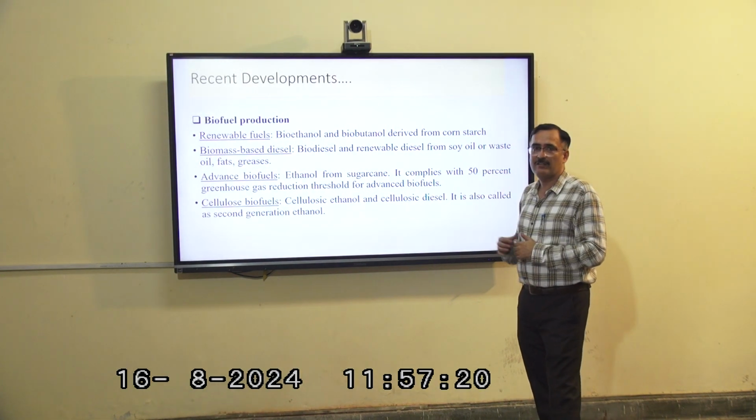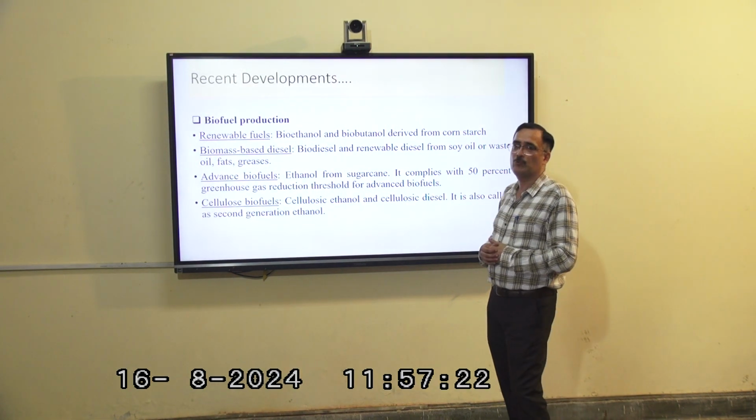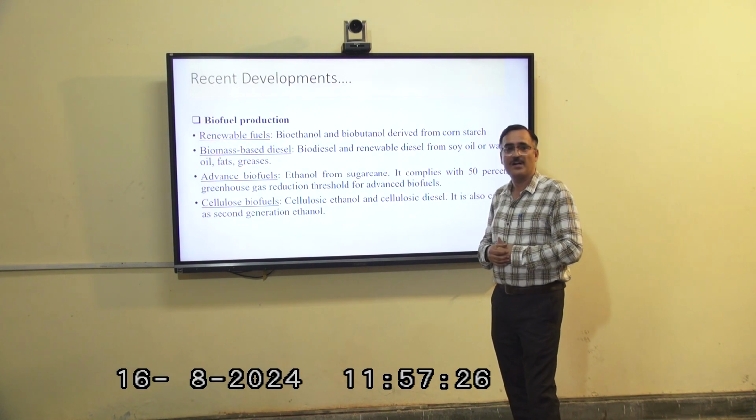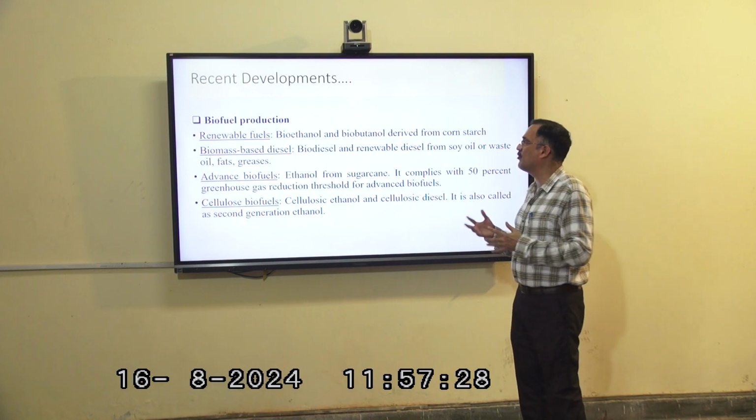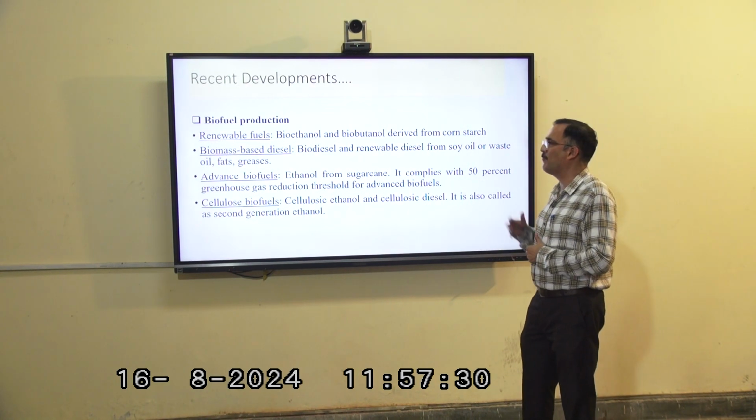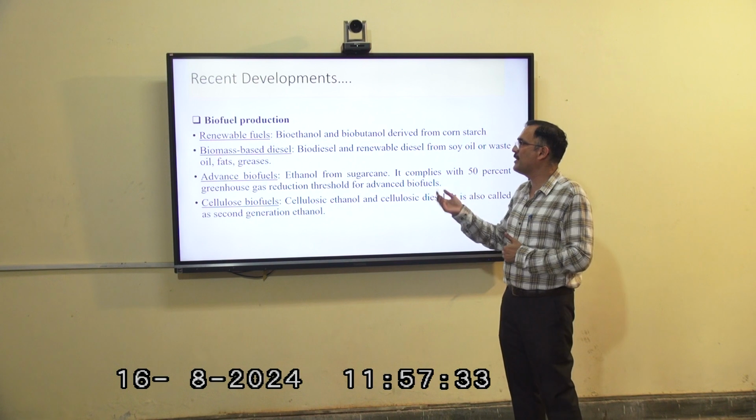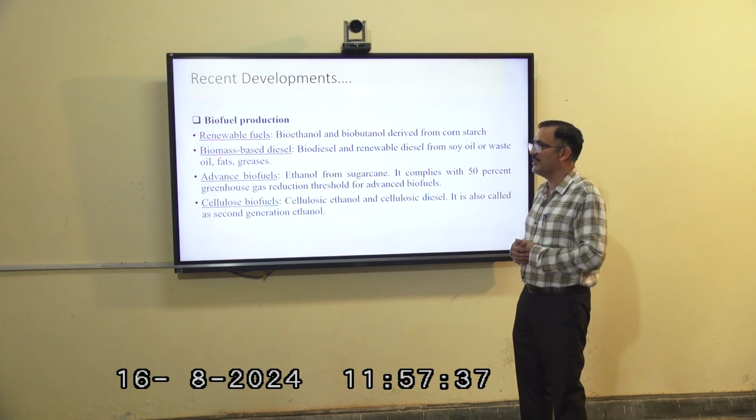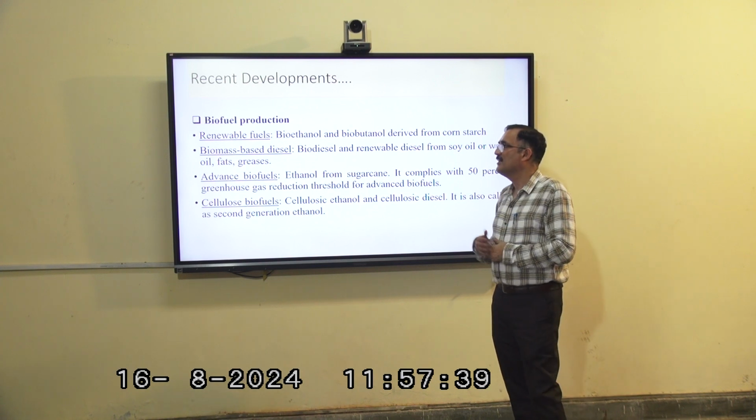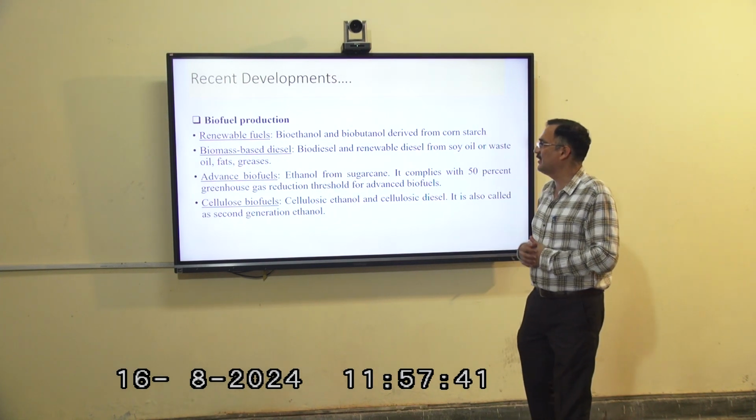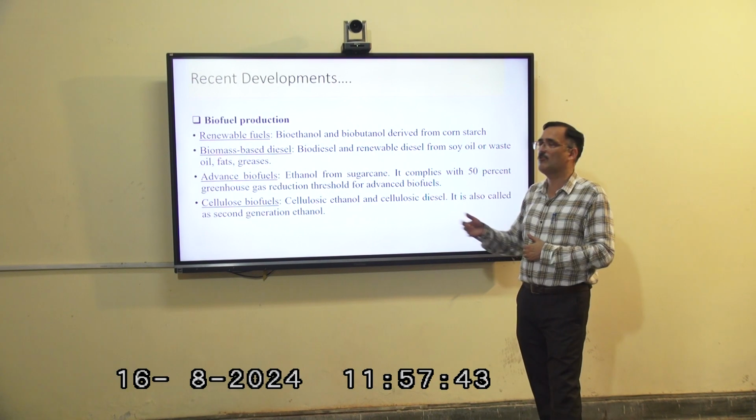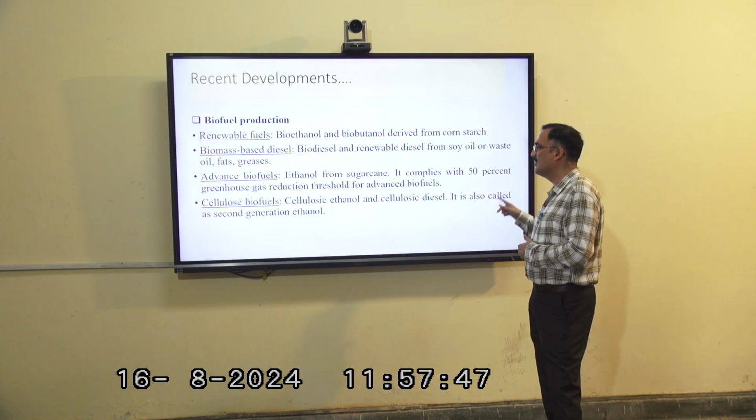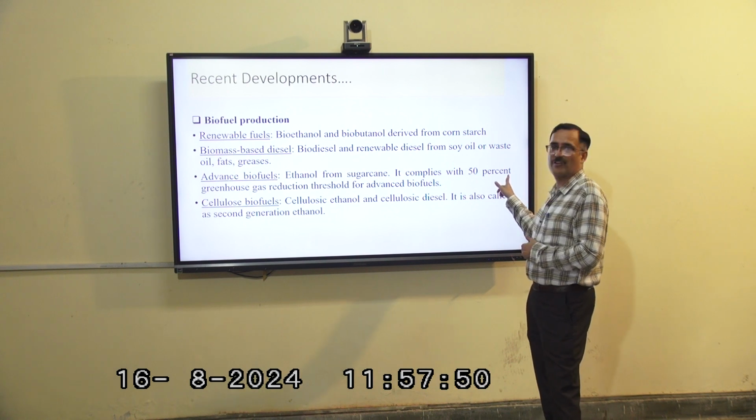Then these are some of the examples developed through this industrial biotechnological aspect. First is biofuel production, renewable fuels. We have bioethanol, biobutanol derived from corn starch. We have biomass-based biodiesels, renewable diesels from soil or waste oil fats, grasses. We have advanced biofuels, ethanol from sugarcane. We have cellulosic biofuels, cellulosic ethanol, cellulosic diesel, etc., that are developed as second generation ethanol.